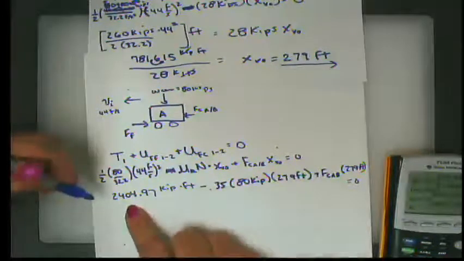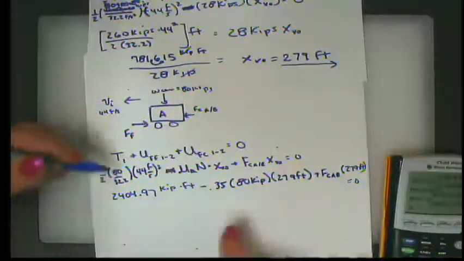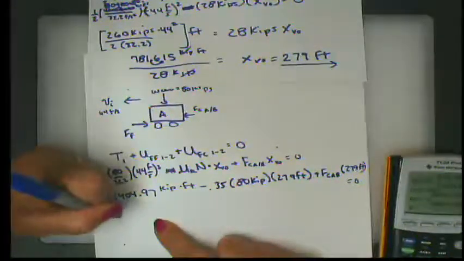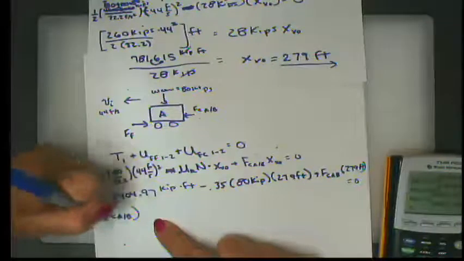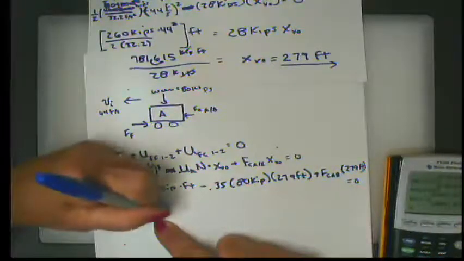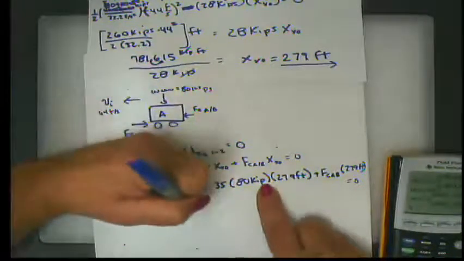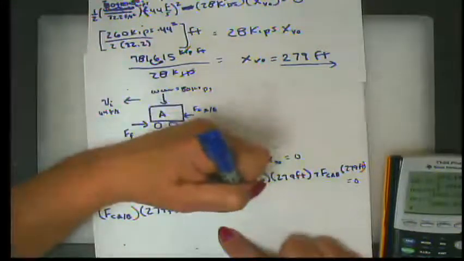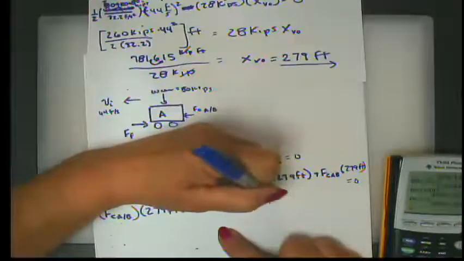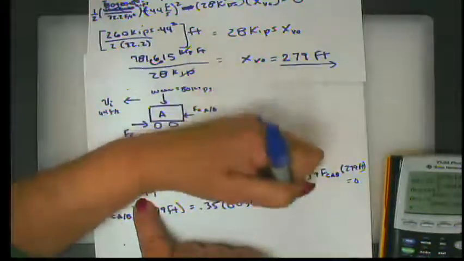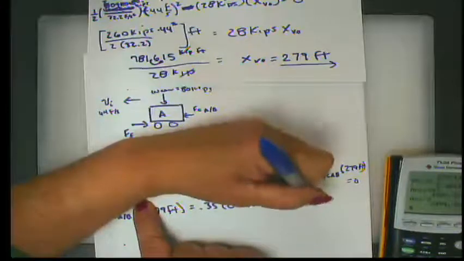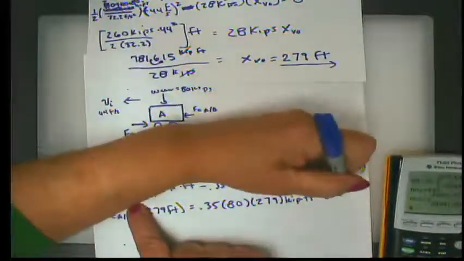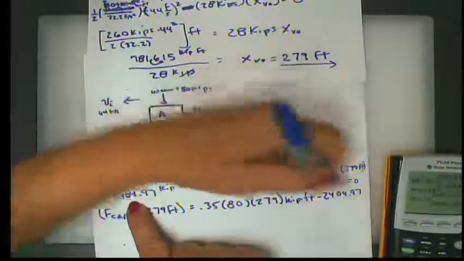I'm going to bring everything over to the other side of the equation, or I could bring this over. But I think I'll go ahead and say the force in the coupling between A and B times 279 feet equals 0.35 times 80 times 279. That would be in kip feet, minus 2404.97 kip feet.